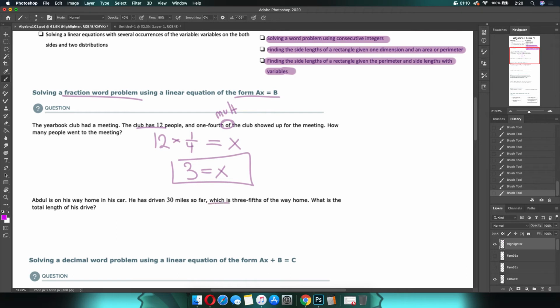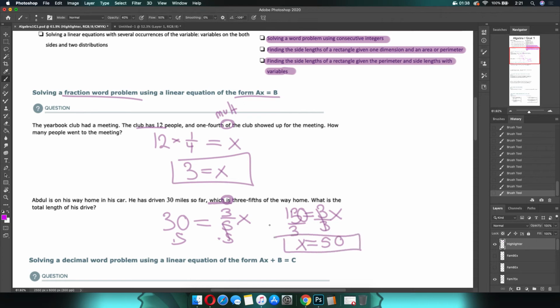Then here's another one. So 30, which is, because there's that key phrase, is our equal sign, 3/5 of the way home. So times 5, times 5, that means that 150 equals 3x. 150 needs to go off, divided by 3, divided by 3, x equals 50 people. There we go. And we start to realize actually that this isn't that bad, especially for this topic. Whenever you have "which is," you're going to get this very specific setup. So hopefully that will help.